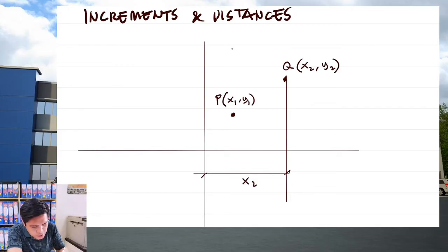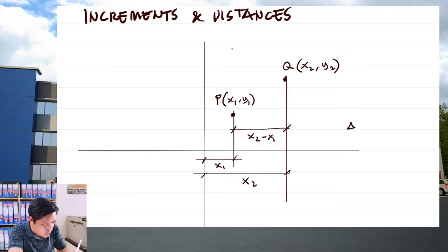So, if we describe this now in the Cartesian plane, this distance is x2, and this distance here is x1. The change in the distance is x2 minus x1. So x2 minus x1 is the increment of x, that's delta x, equal to the change in x. So that's x2 minus x1, and this is also read as change in x.